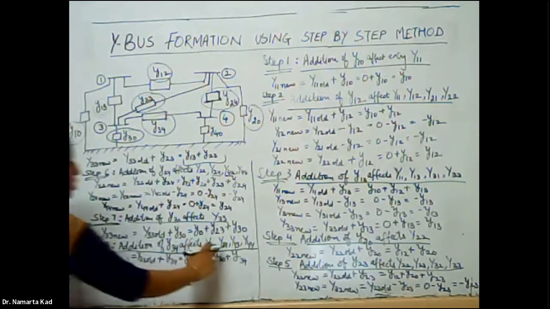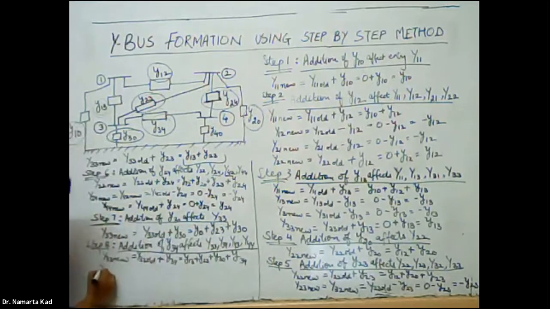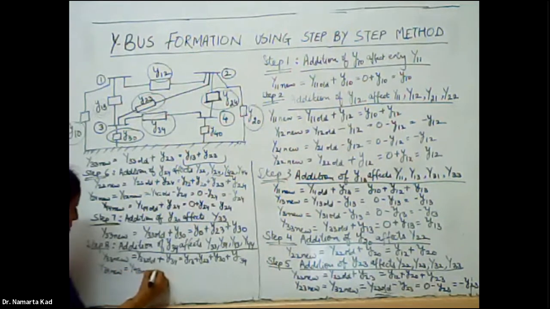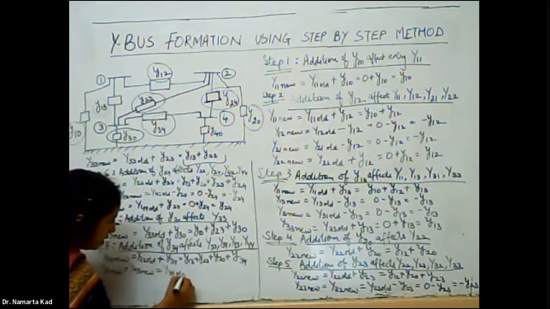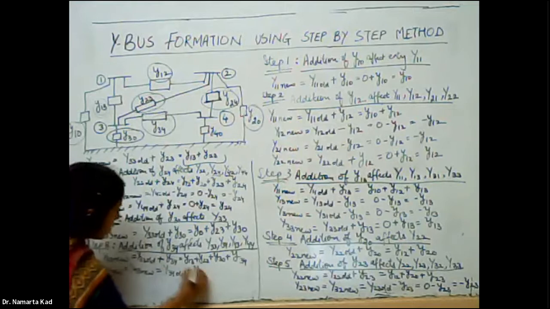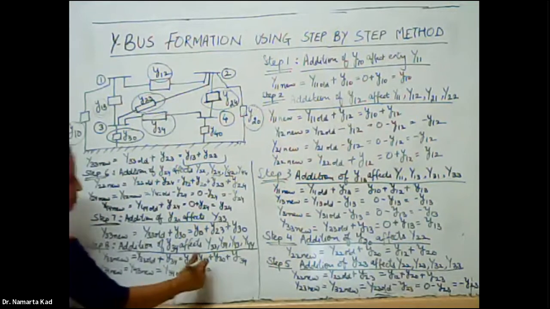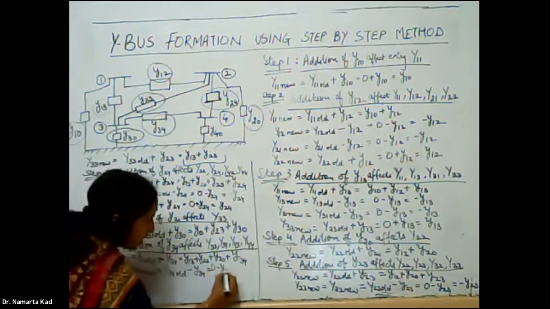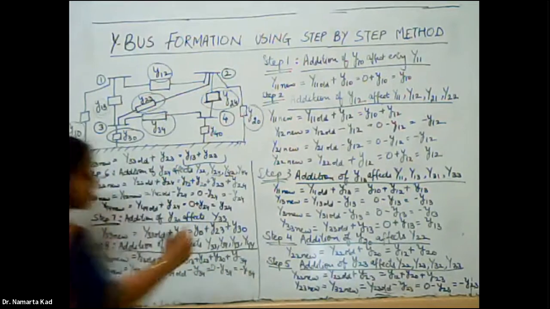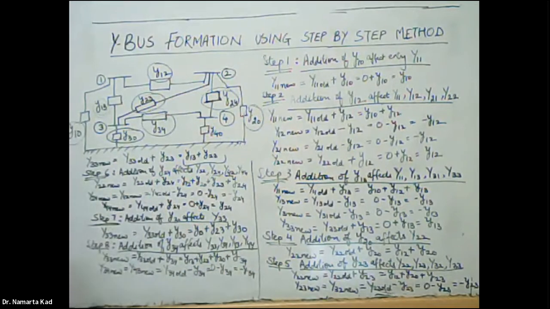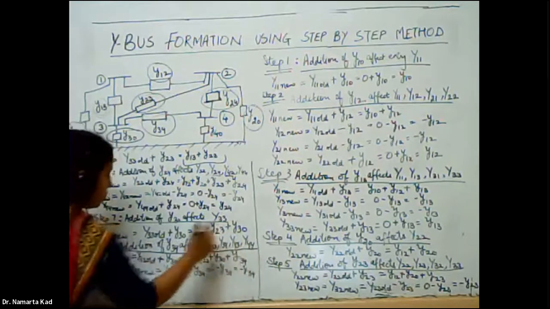Now y34 new is equal to y43 new, which is equal to y34 old minus y34. This entry is 0, so 0 minus y34, and it is equal to minus y34.